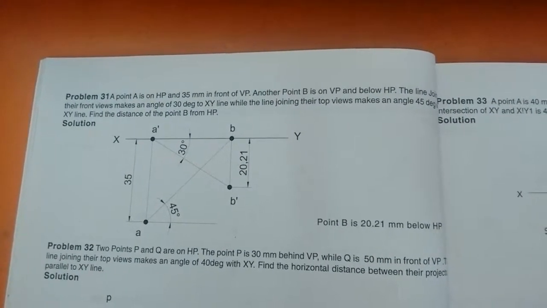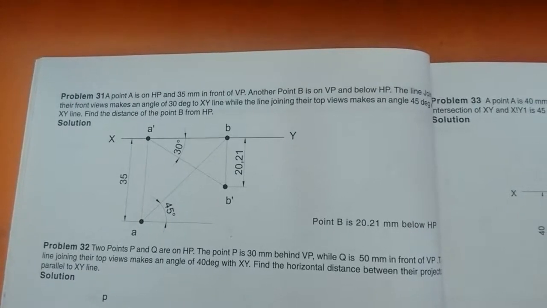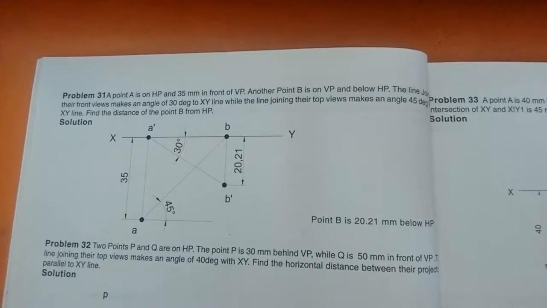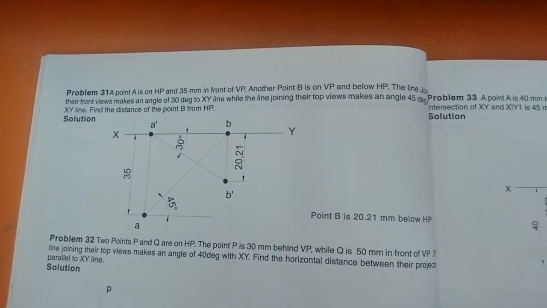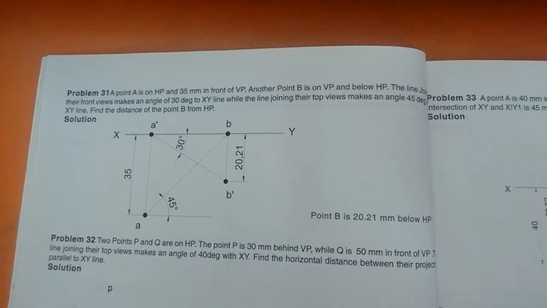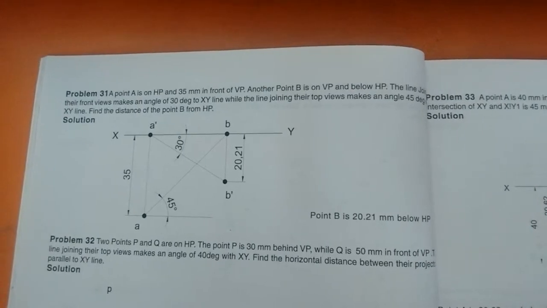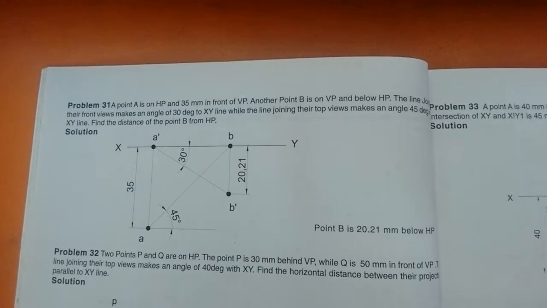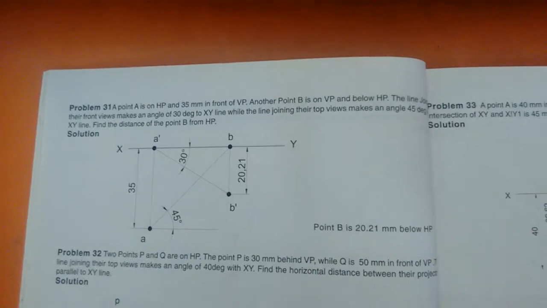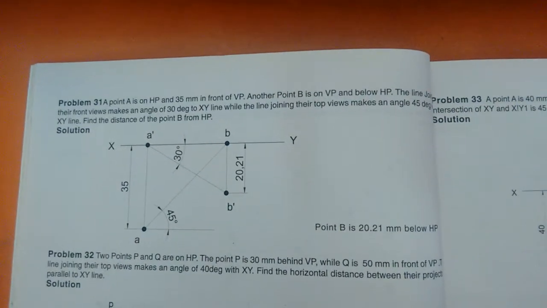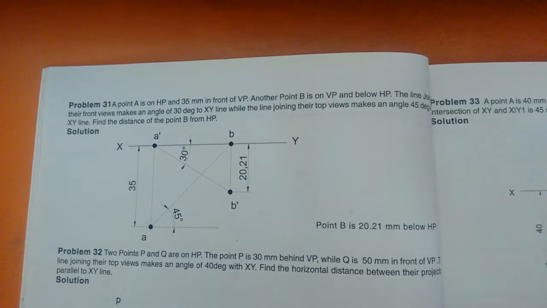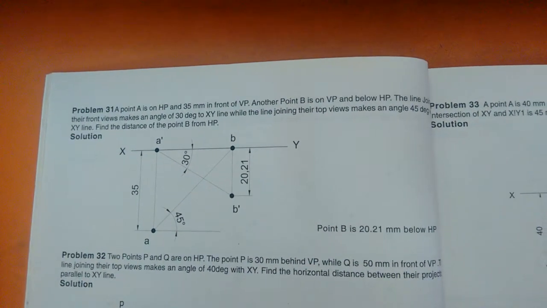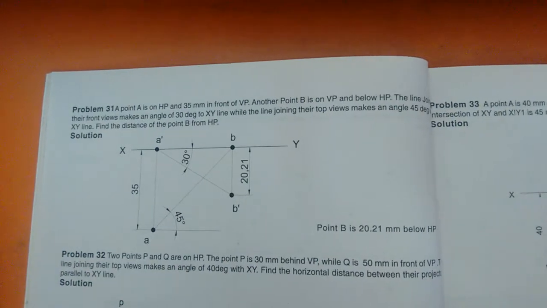For the point A, they gave that A is on HP and 35 millimeter in front of VP. So point A lies in either the first quadrant, or we can project it in the fourth quadrant. For the point B, they simply gave that it's on VP and below HP. They have not given a clear statement. We need to utilize the statement that the line joining their front view and top view makes an angle of some degree with the XY line for the construction. So we'll go through the construction.